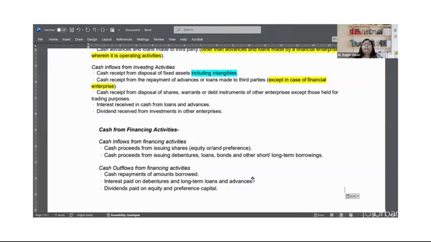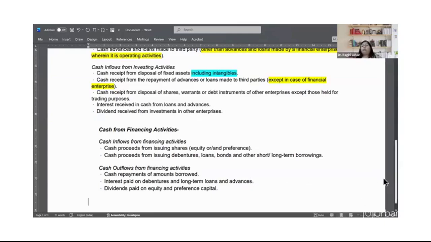In a nutshell, we can say the sources of cash inflow from financing activity comprise two: equity and borrowing. This is what we have talked about. Then now comes the outflow. Outflow happens with cash repayments of amounts borrowed. When an amount is borrowed, loans are taken, you have to pay the loans also. So when those loans are repaid, it is a cash outflow. Then interest paid on debentures and long-term loans and advances, and dividend paid on equity or preference capital.